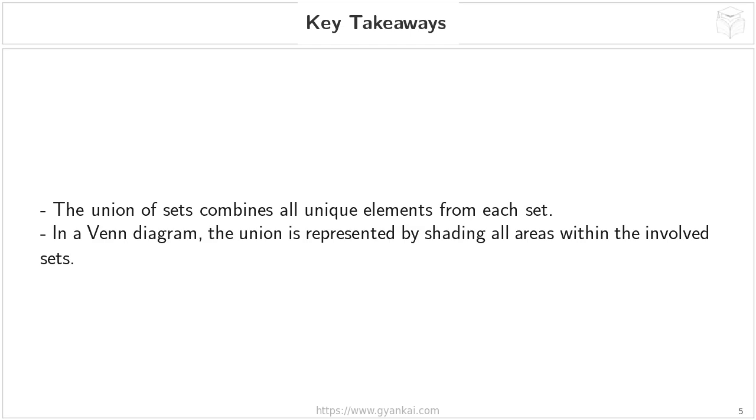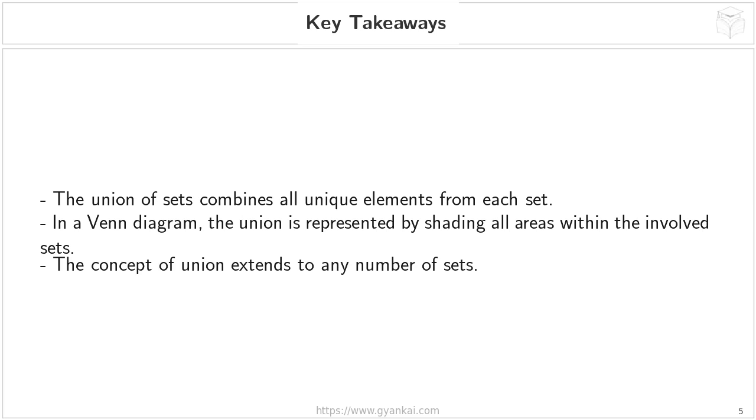Secondly, it reinforces how we represent this visually. In a Venn diagram, the union is represented by shading all areas within the involved sets. So, everything inside the circles, whether it's just in one circle or where the circles overlap, gets shaded. This shaded area is the union. It visually shows all the elements that belong to any of the sets we're considering. Think of it as highlighting everything that's included.